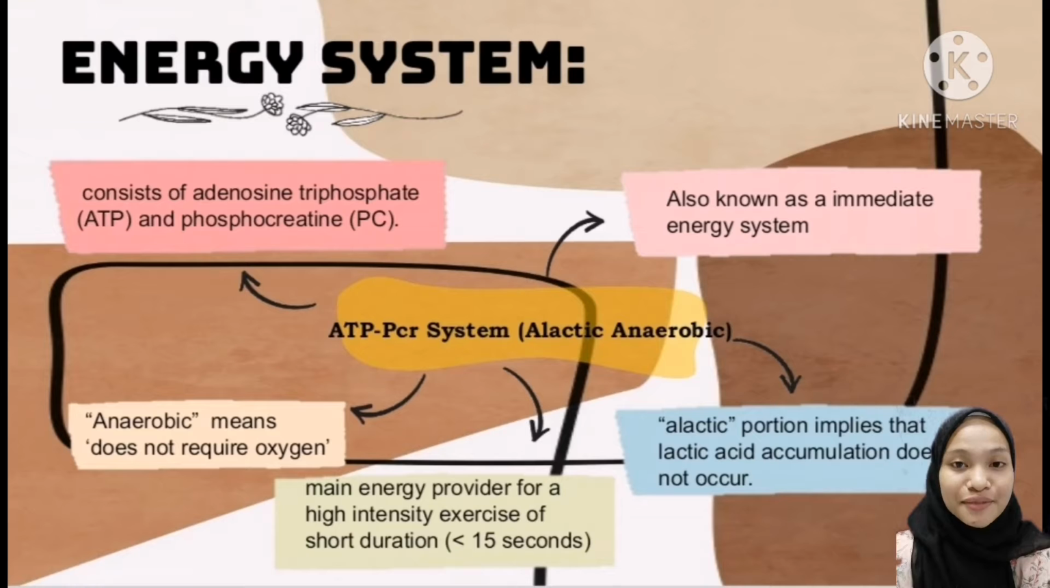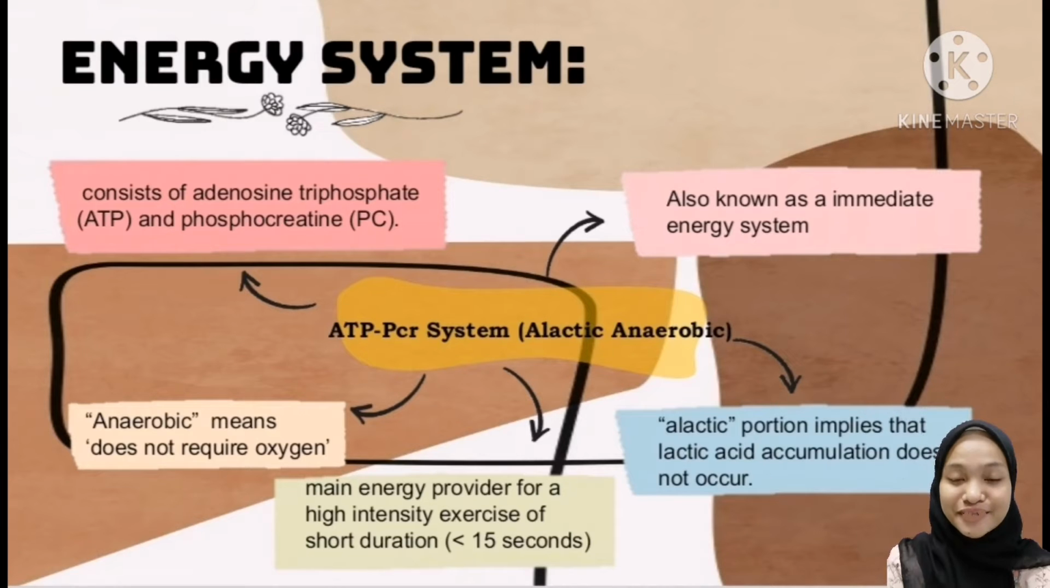Thank you, Amira. I would like to continue this presentation with the first energy system or the main energy system, which is ATP-PCR energy system or lactic anaerobic. First of all, the things that you need to know is ATP-PCR energy system consists of ATP, which is adenosine triphosphate with 3-phosphate, and phosphocreatine, which is PCR. This energy system is also called an immediate energy system or the fastest energy system.